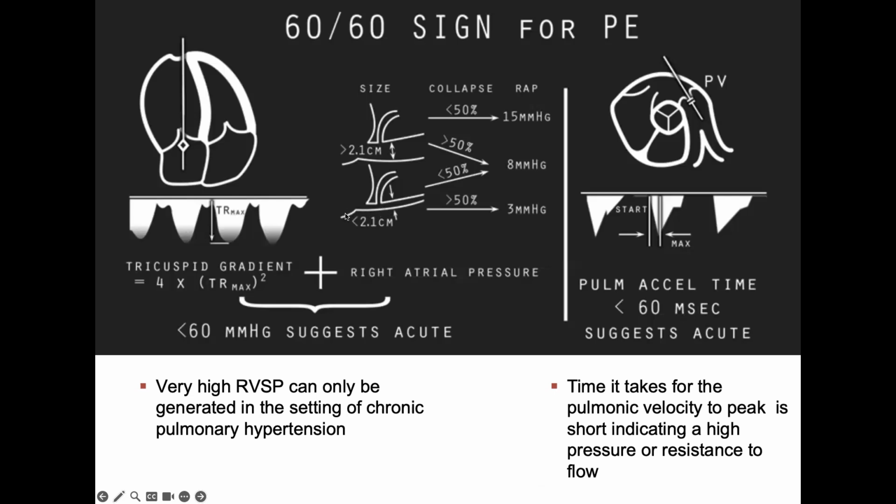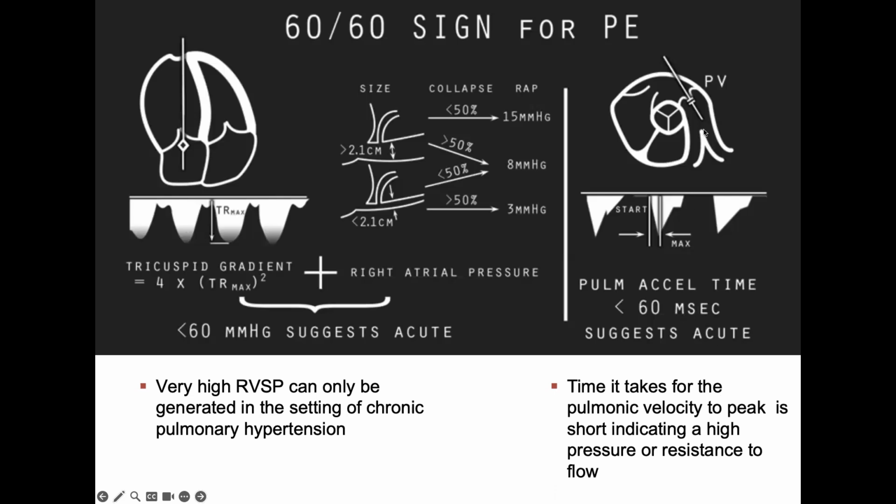If you want to go back and listen to it, here's our IVC. We would say, is it greater than or less than 2.1 centimeters? Does it collapse greater than or less than 50%? Based on that, it would be given a right atrial pressure of 3, 8, or 15. And remember, this can be helpful because a very high RVSP, or really it's the same again as PA pressure, can only be generated in the setting of chronic pulmonary hypertension. So it might make me think a second before jumping straight to an acute RV failure.